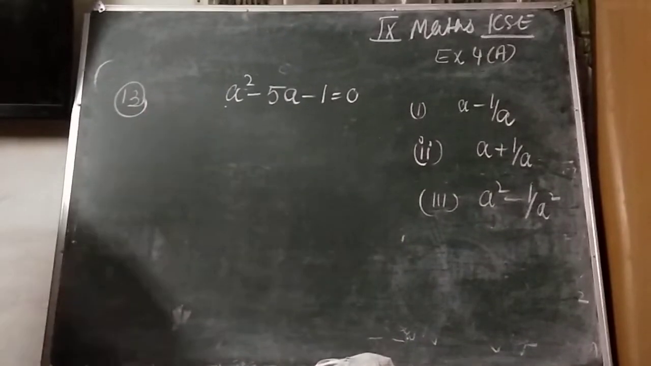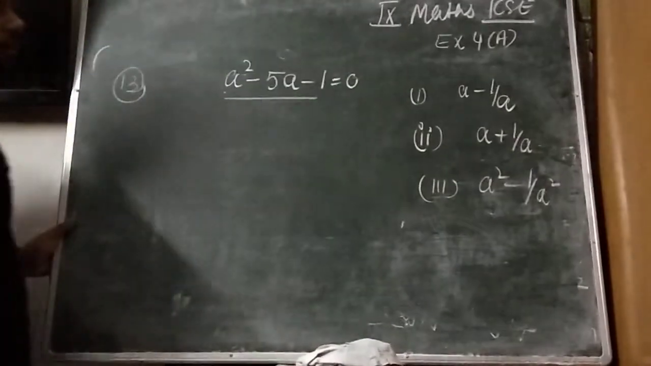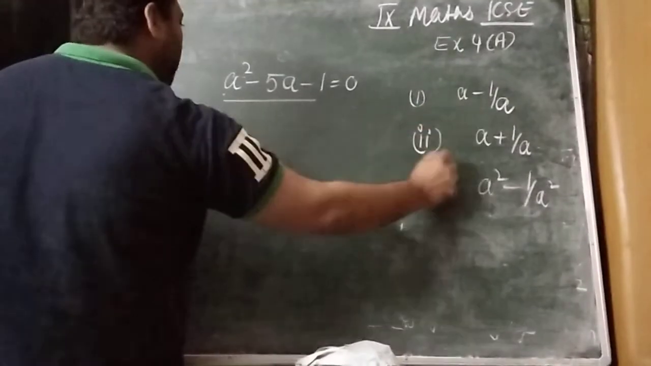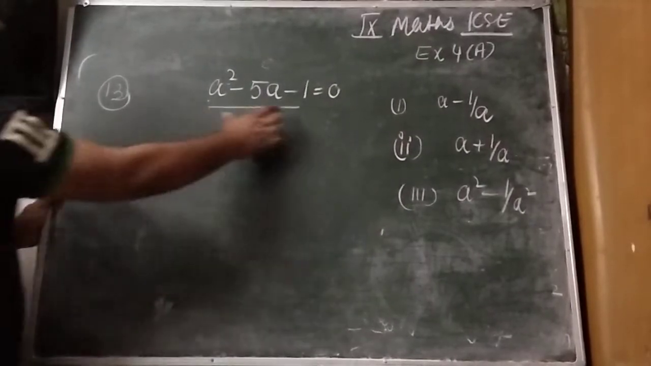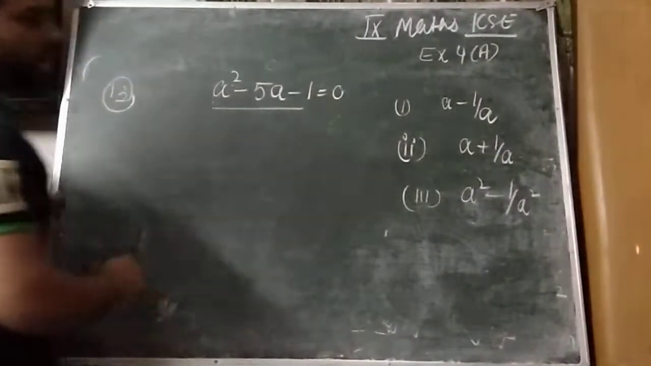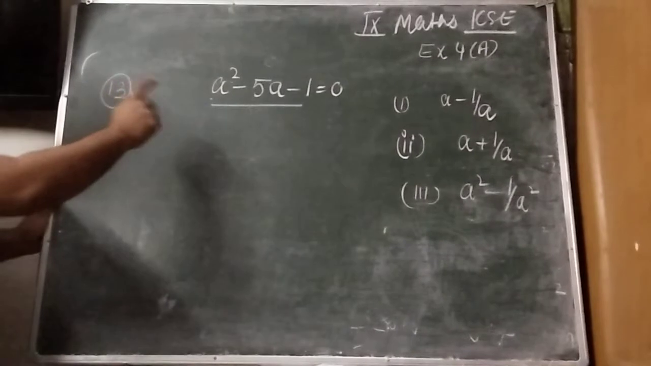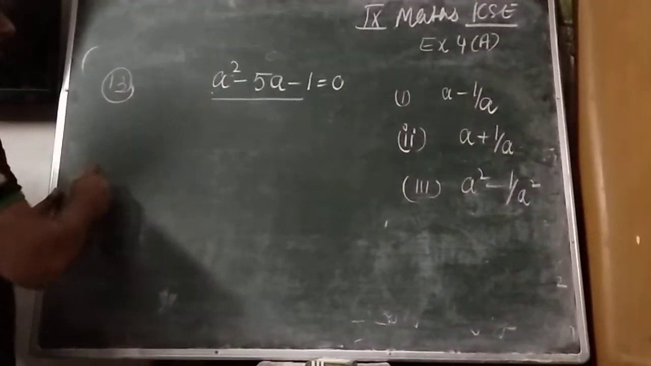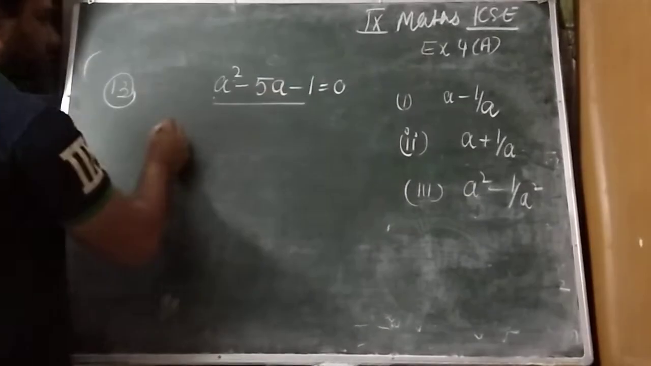So students, one more question we have to do. For example, such type of equation given, and we have to find a minus 1 by a, a plus 1 by a, and a square minus 1 by a square. Students, how to solve such type of question? This type of equation given, we have to find a minus 1 by a, a plus 1 by a, a square minus 1 by a square. So what is the first step? What should be the first step? We have to divide a by both sides.